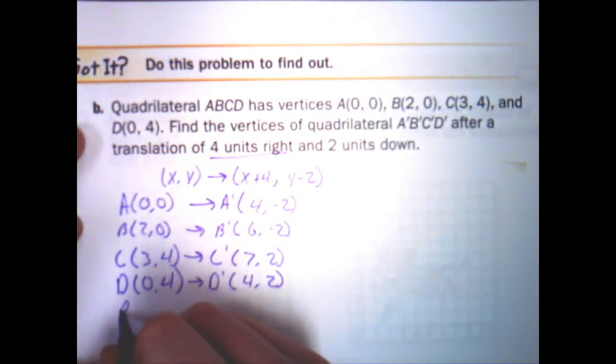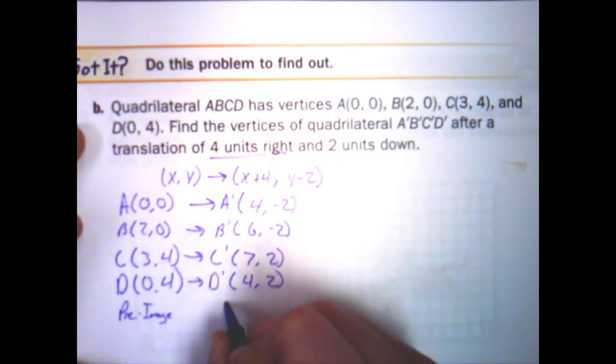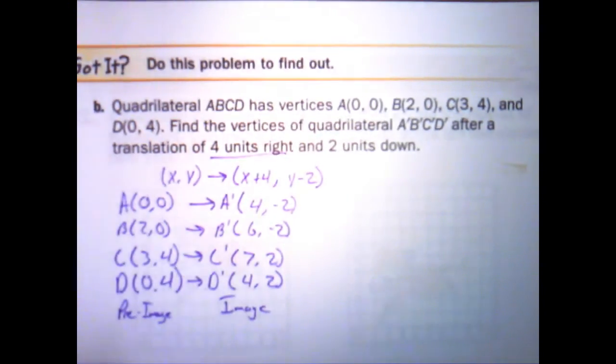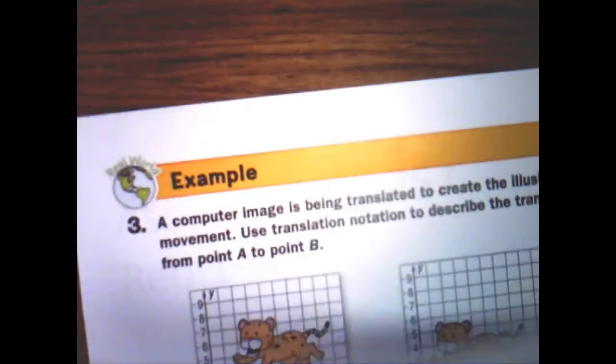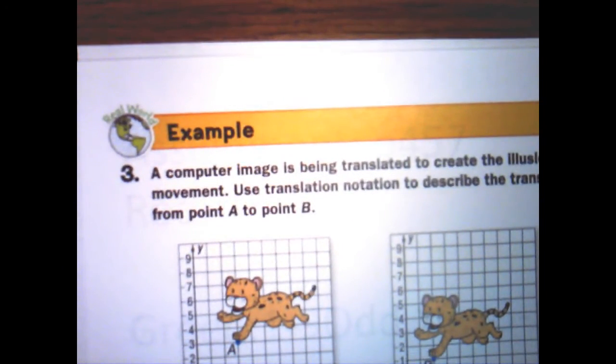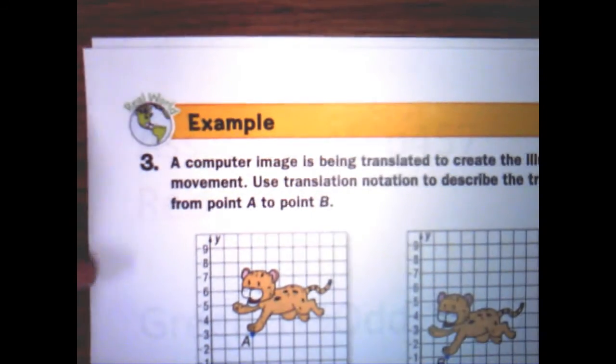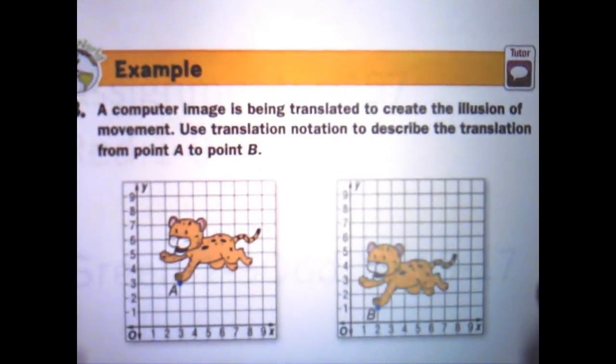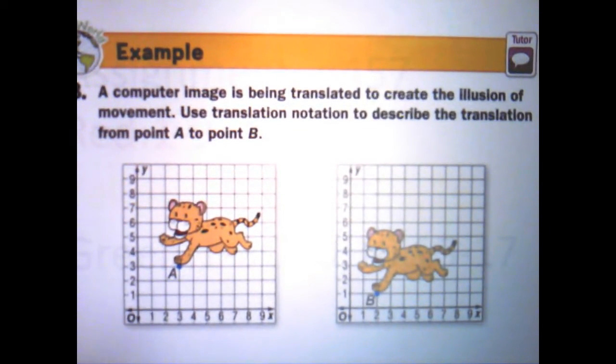Okay, again, where we start is called the pre-image. Where we end is the image. All right. Now let's take a look at one more example. This time we're going to work on finding the translation. So now instead of them giving us the translation, we're going to find the translation.